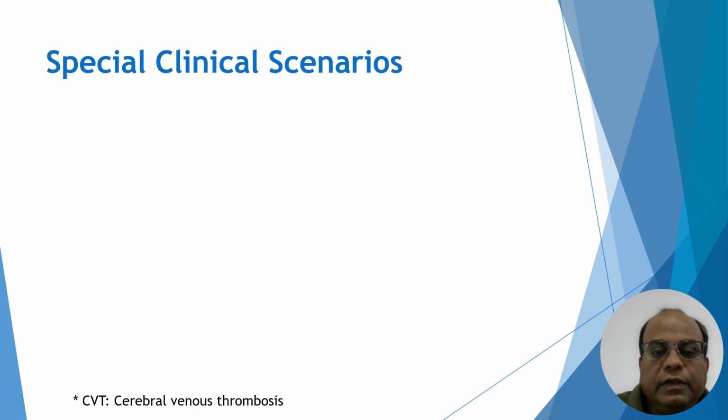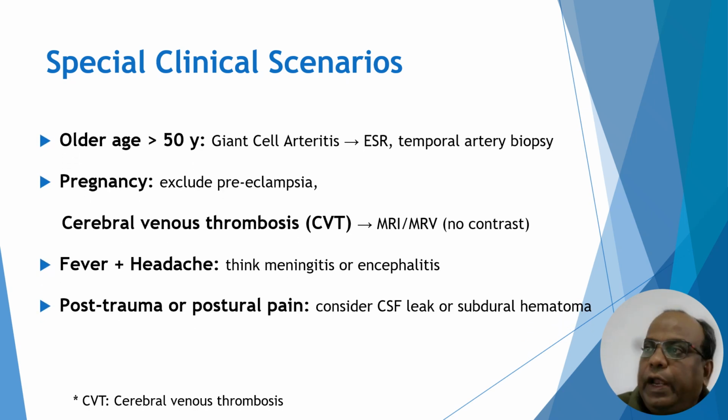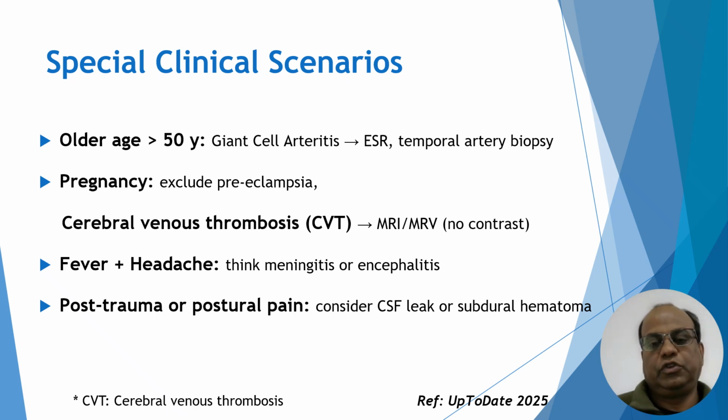Now let's consider some special clinical scenarios. For example, in older age, those above 50 years of age, giant cell arteritis must be considered. Giant cell arteritis usually shows high erythrocyte sedimentation rate, and temporal artery biopsy and histopathology should be done to confirm it.